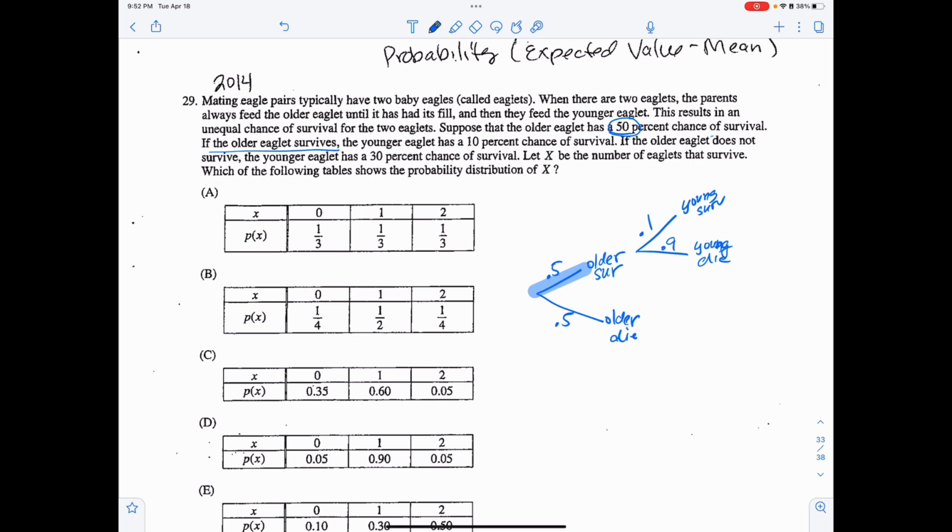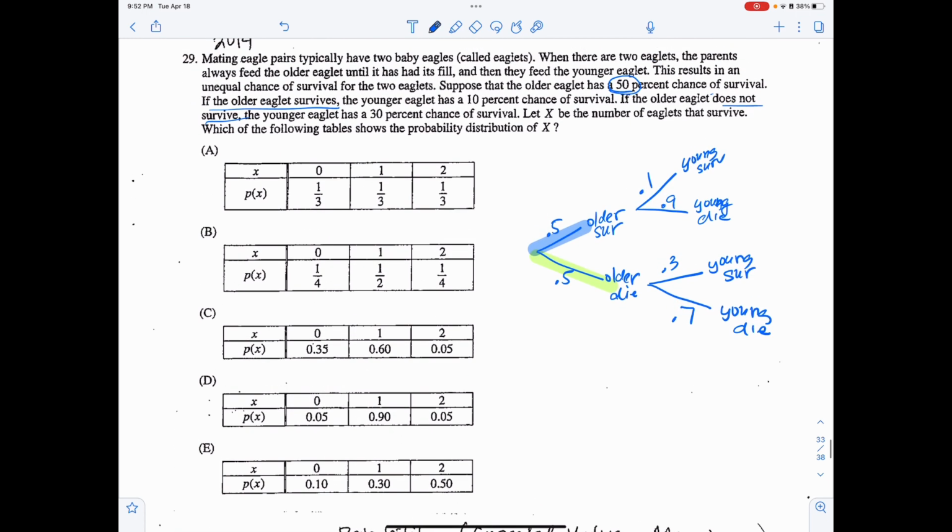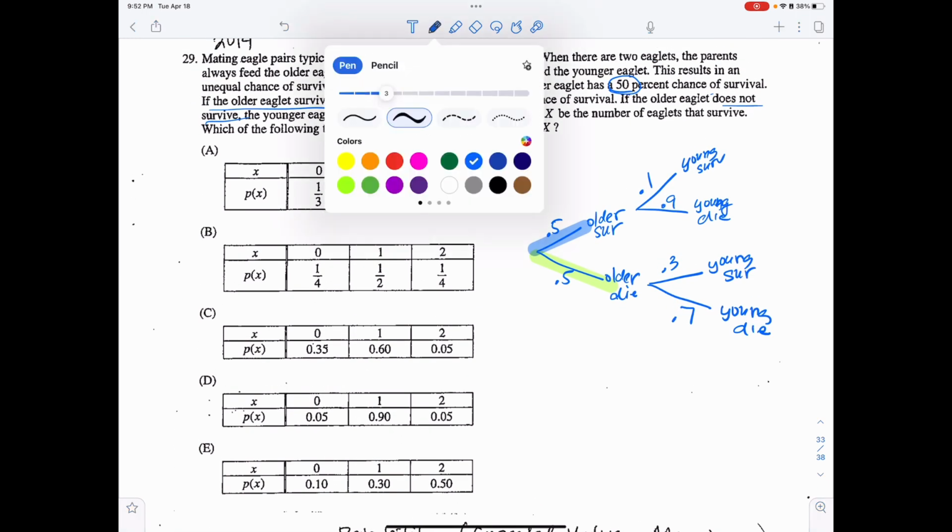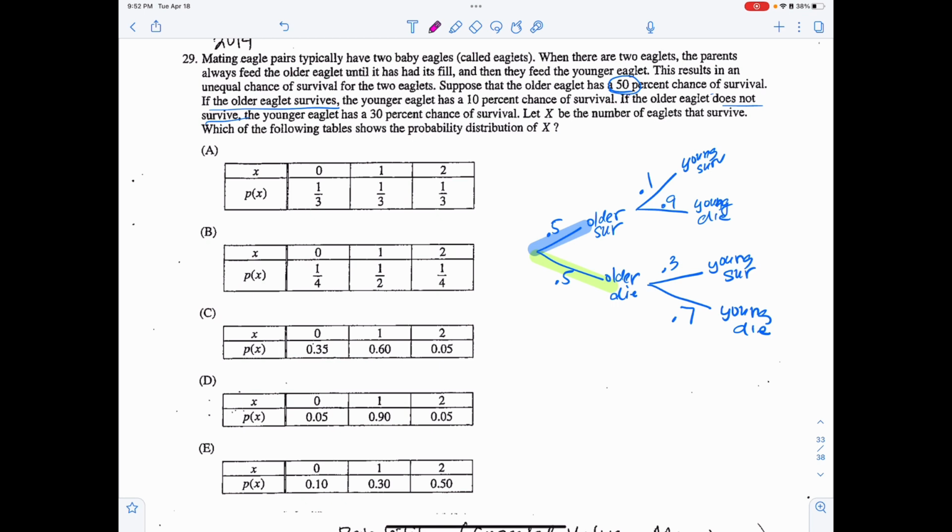If the older does not survive, so now we are on this tail here, if it dies, then the younger has a 30% chance. So young survive, young die. What's the probability distribution? So let's think about it. If the old survives, I have 1 eagle. If the young survives, there's 1 eagle, so that would be a total of 2 eagles.